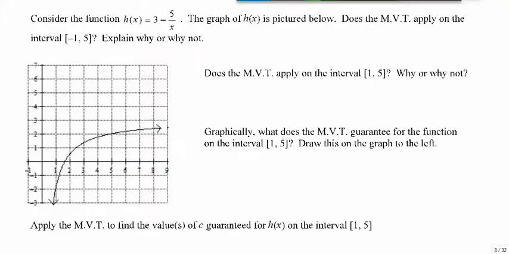Okay, this function says the graph of h of x is pictured below. Does the MVT, which is the mean value theorem, apply on the interval from -1 to 5? This one is going to be difficult if you aren't sure what the graph is here, but there is a vertical asymptote right here at x equals 0. It's undefined. And since x equals 0 falls inside of this closed interval, then no, I can't use it, because h of x is not continuous.